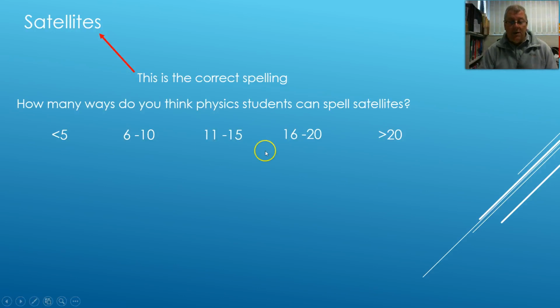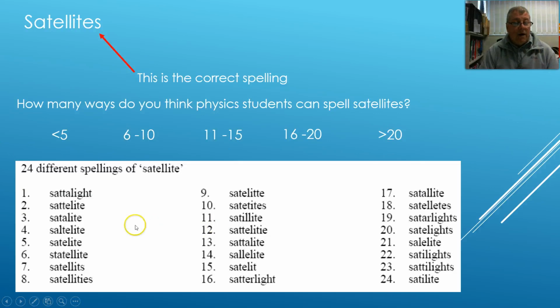Anyway, have your guess. Commit now. I found 24 different ways to spell the word satellite. So let this be a warning to you. Make sure you spell satellites correctly.